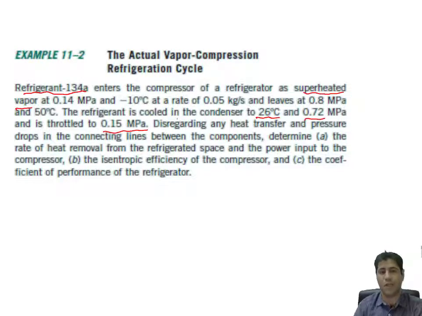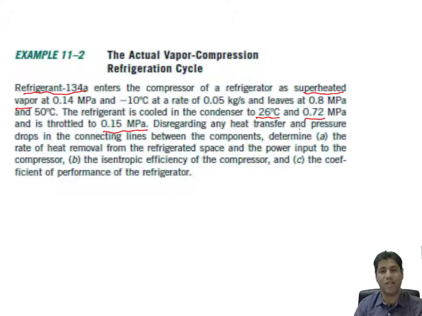So you can see one of the main differences between these examples, which is for the actual vapor compression refrigeration cycle compared with the ideal one, is this information. We need to know more information to be able to solve the problem or to evaluate that cycle. You can see we have temperature and pressure for different states, or more states, compared to the ideal cycle.